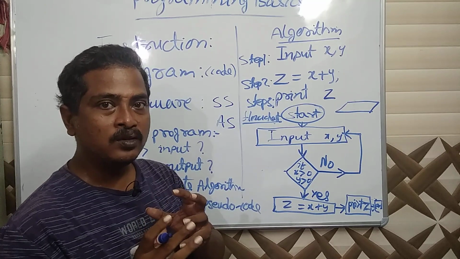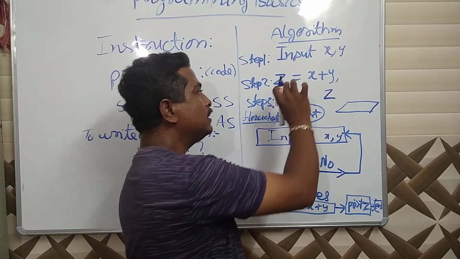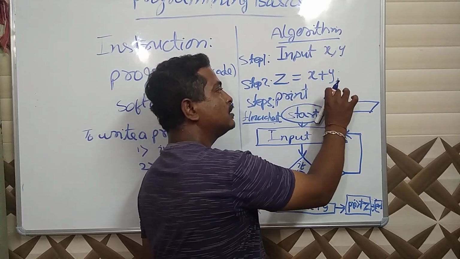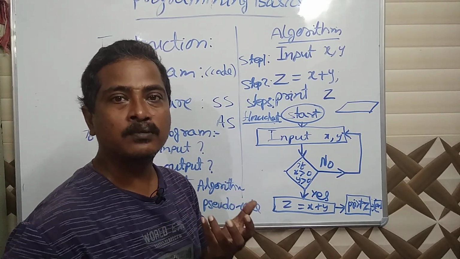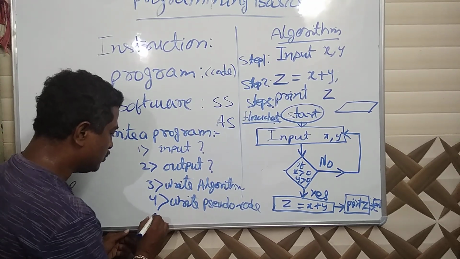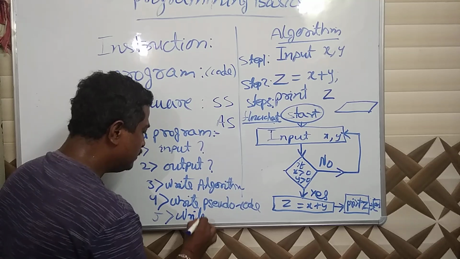Pseudocode is just looking like a code, but it is not the exact code. Just transfer the steps of the algorithm to that language. That should look like a program. So that is the pseudocode. Then make that pseudocode, the fifth step is to write code.